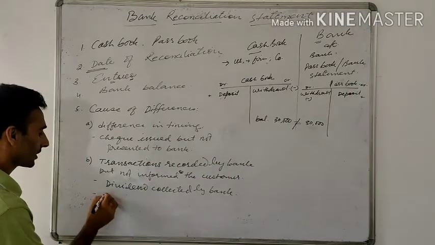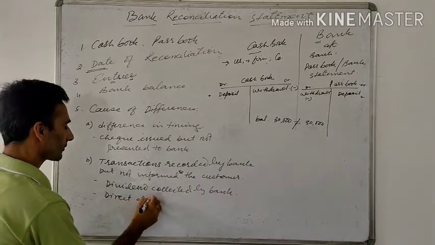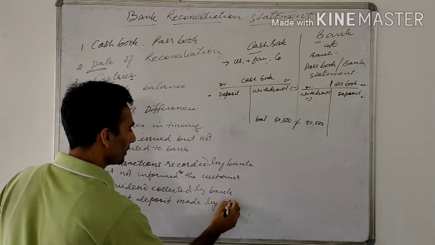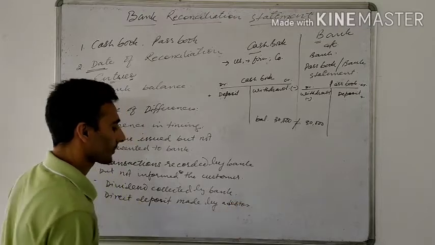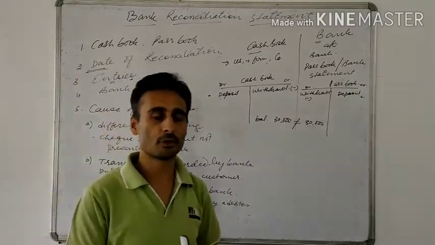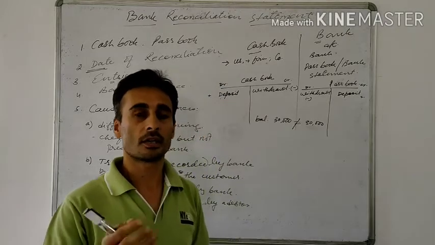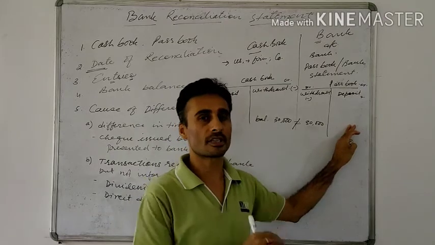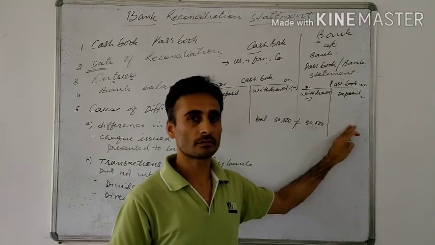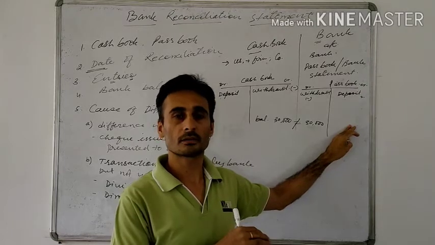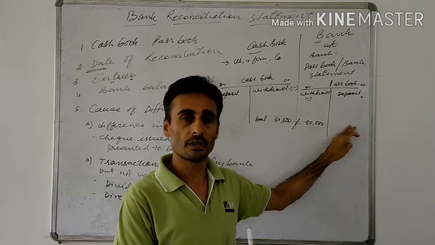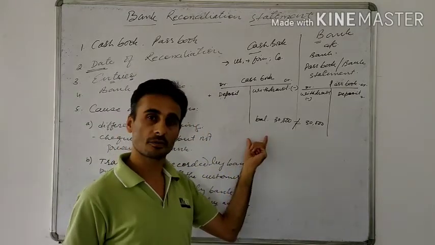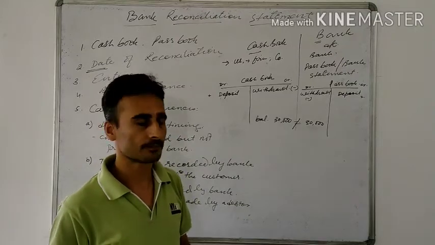Similarly, direct deposit made by a debtor. A debtor is supposed to pay you money, but instead of paying you, the debtor deposited the money in your account in the bank. That means the bank received the money, so the bank will make the entry. Now you do not know about this payment, right? Unless the bank informs you, you will not know about it and you will not make the entry in the cash book. So again there will be a difference.